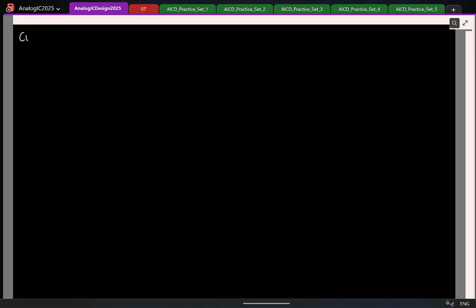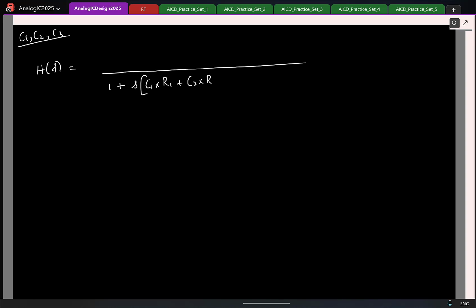So I have three capacitors C1, C2, C3. So let me write an example transfer function. So denominator, let's say I have a constant term, plus I have an S term. The S term will come due to what kind of elements? Capacitors or inductors. We have only capacitors, so I'll have S term coming due to C1. Let's say C1 times some R1, C2 times some R2, C3 times some R3.